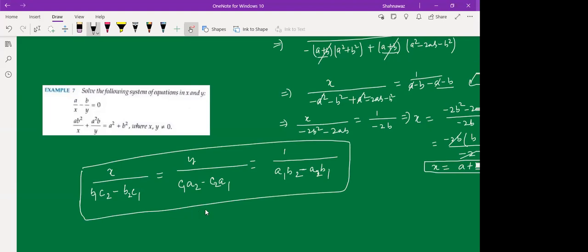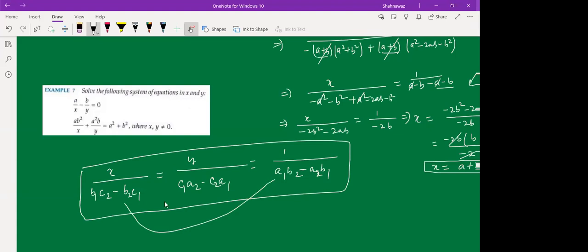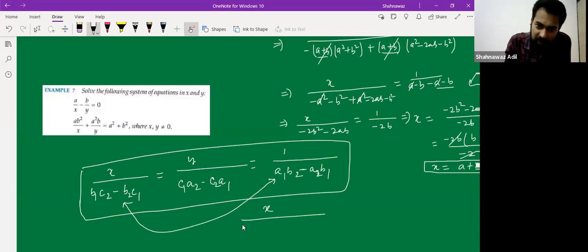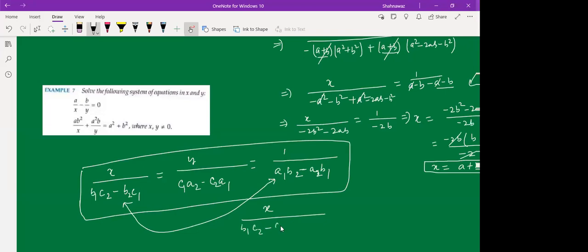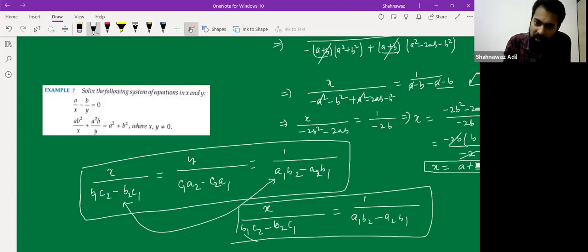Okay. So AB, AB, and this was the cross multiplication. Now you remember. Yes. Okay, so when you compare this with this, you get the value of X. So when you write X by B1 C2 minus B2 C1 is equal to 1 by A1 B2 minus A2 B1, you get the value of X, because you already know B1, C2, B2, C1, all these values. And only one thing is unknown, which is X, right? So that is how you calculate the value of X here.